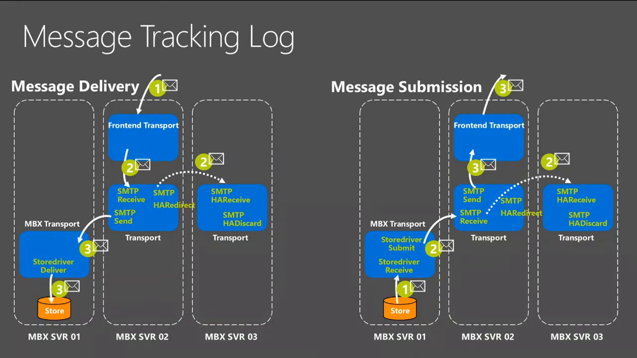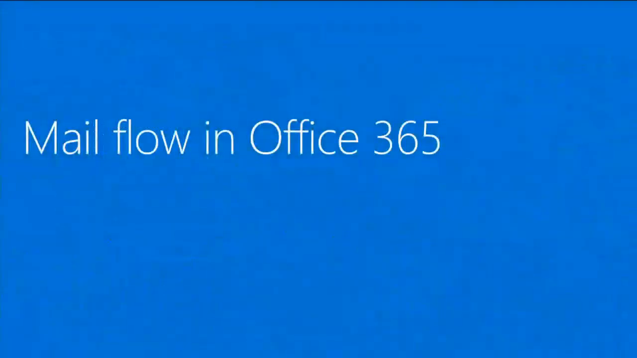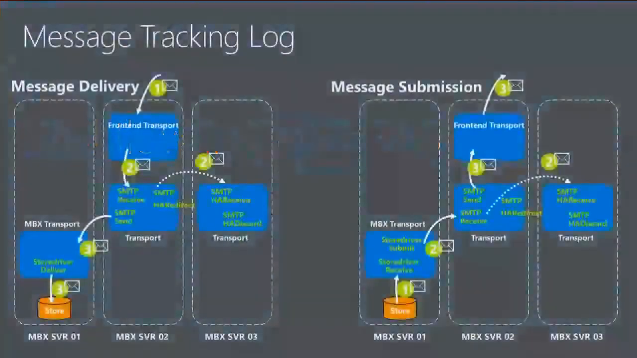Okay. What about on the way back? From the store, when it submits the message, you will see a store driver receive. That's receiving the message over MAPI. Store driver submit is submitting it from a mailbox transport to the SMTP receive to the transport service. Oops, sorry. I forgot I had no animation on this one.